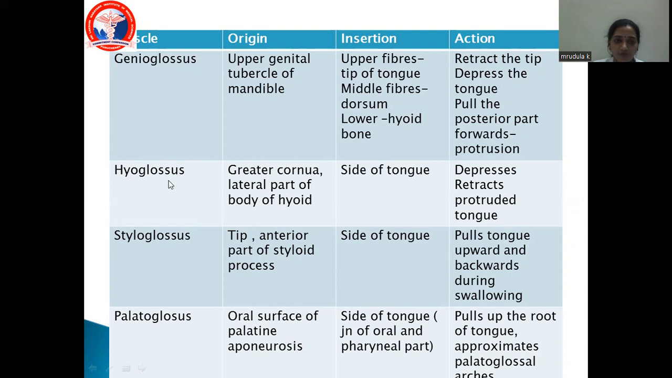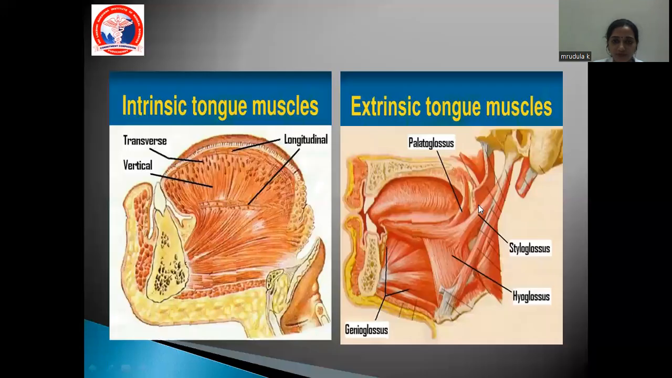Then the hyoglossus muscle. It originates from the greater cornu and lateral body of the hyoid, and it is inserted into the side of the tongue. It is helpful in depressing the tongue, retracting and protruding the tongue. So these are the hyoglossus muscles.